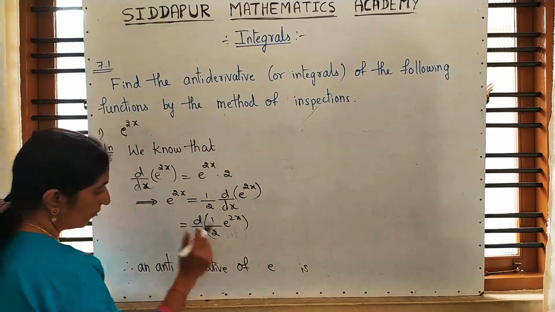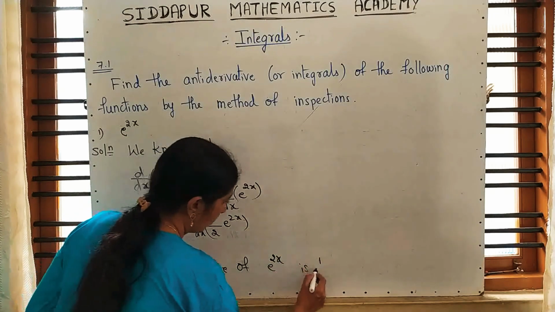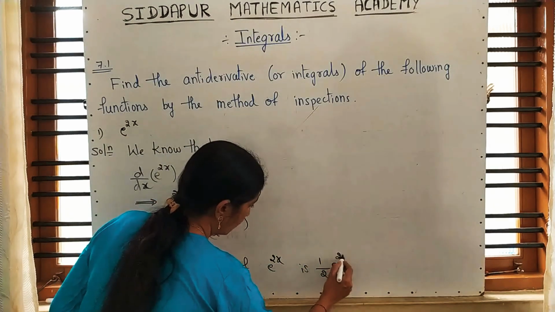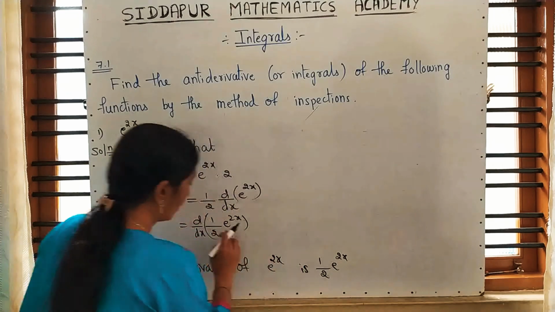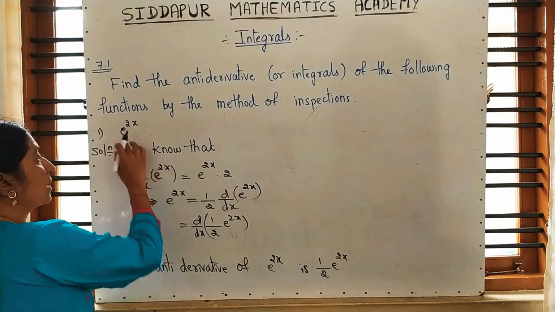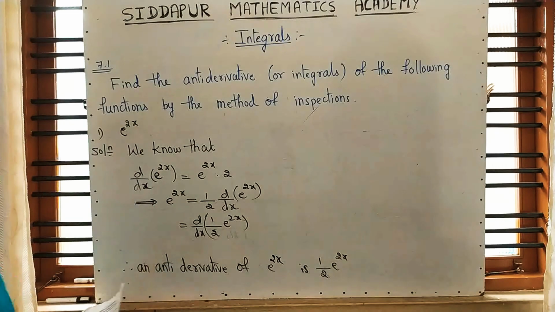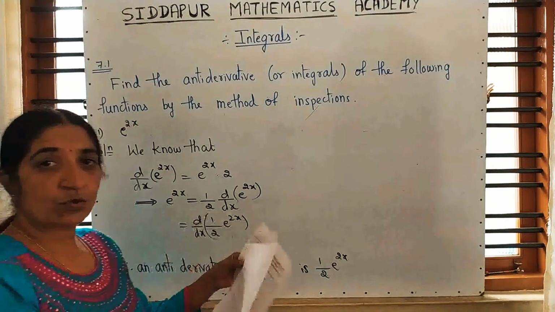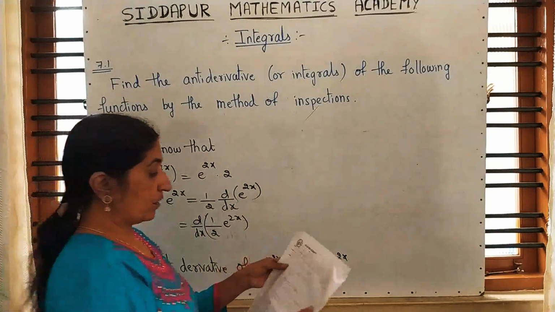Therefore, antiderivative of e raised to 2x is 1 by 2 into e raised to 2x. If you want, you can differentiate this and check that. You will get the answer e raised to 2x. Correct or what? See, 1 by 2 constant, differentiation of e raised to 2x is e raised to 2x into 2. Next.